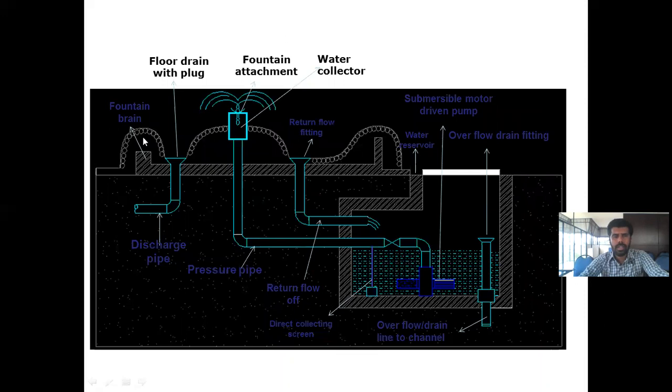In the same way, here we have the fountain attachment, a water collector, and a floor drain with plug. Then this is the return flow. Okay, this is the return flow, and from there it is being supplied into the tank. Inside the tank there is a submersible pump. So overflow drain, overflow drain. If the level is more, you can keep an overflow here. So more water can be collected and it will flow through this overflow line. Okay.